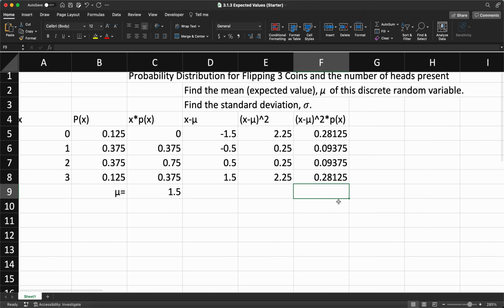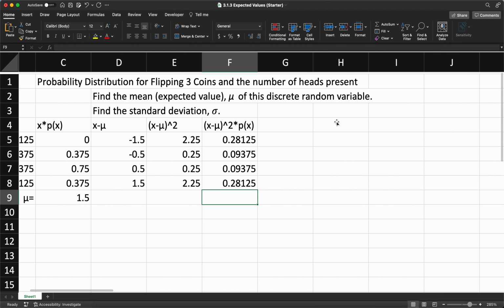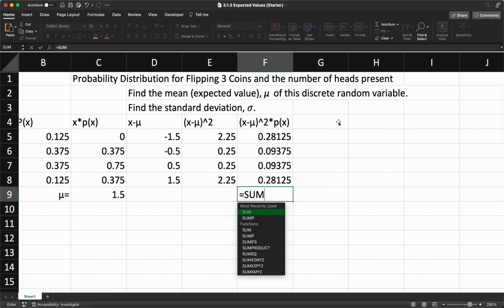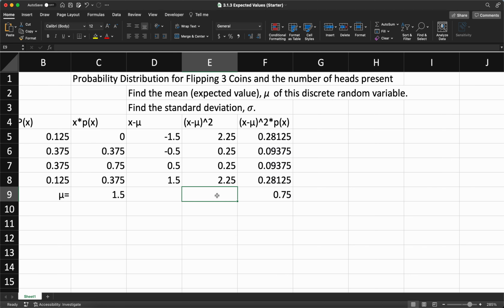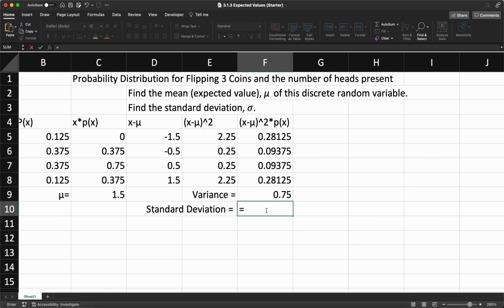And so now we're just going to do what this says, which is sum it all up. So I'm going to sum all of these values. This right here is called the variance. To find the standard deviation, we're going to take the variance and we are going to square root it. So I'm going to take the square root of the variance, and that will give me the standard deviation.